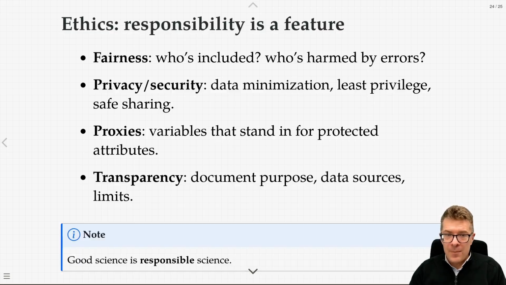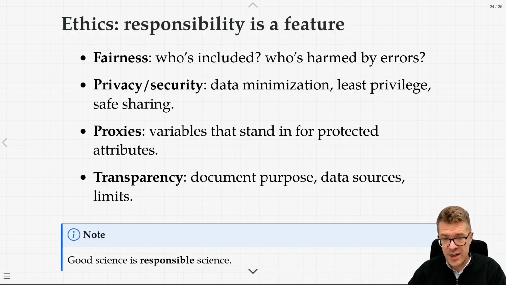So to wrap up, I want to highlight again that ethics is going to be a part of what we do. It's not just about our technical skills with code and our mathematical skills in science. We have to also be aware of fairness, who's included, who's not included, who might be harmed by errors in the things our tools are being used for or with. Because we're dealing with data, we may have questions of privacy. We may have questions of security. So how do we minimize the amount of data we're using for safety? How do we share data in a way that's safe?